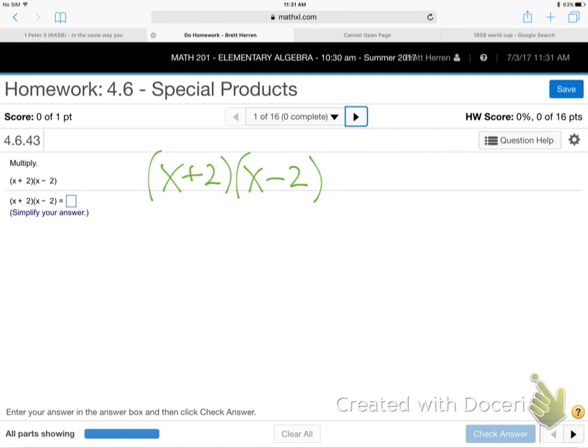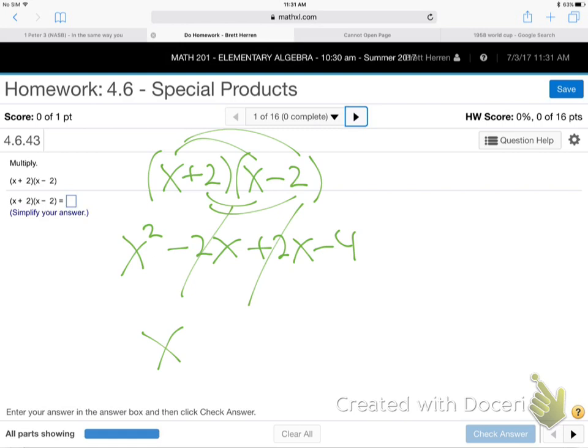So you know how to do this one, right? Just the first one goes to both. x squared minus 2x. The second one goes to both. Plus 2x minus 4, like that. First to both, second to both. And then what happens in the middle? Cancels, huh? x squared minus 4.